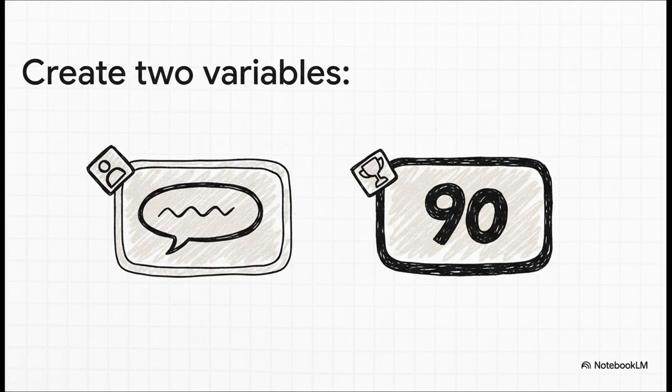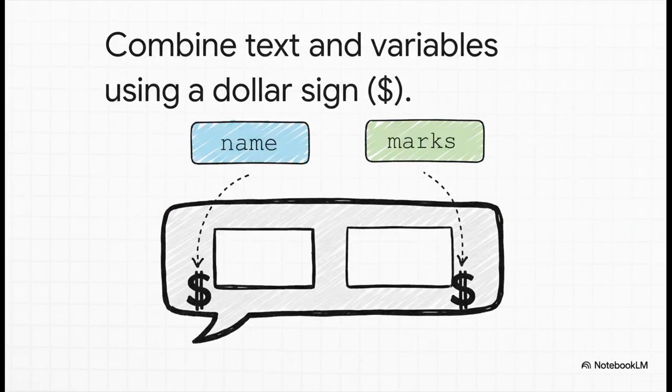So let's imagine we make two simple variables. We'll use that slick type inference we just learned about. We'll make a val called name and set it to Rana. And we'll make another val called marks and set it to 90. Easy enough. And now for a little bit of magic.